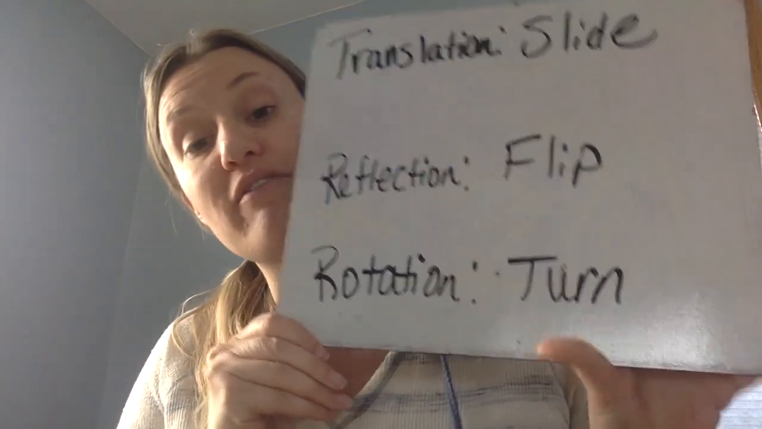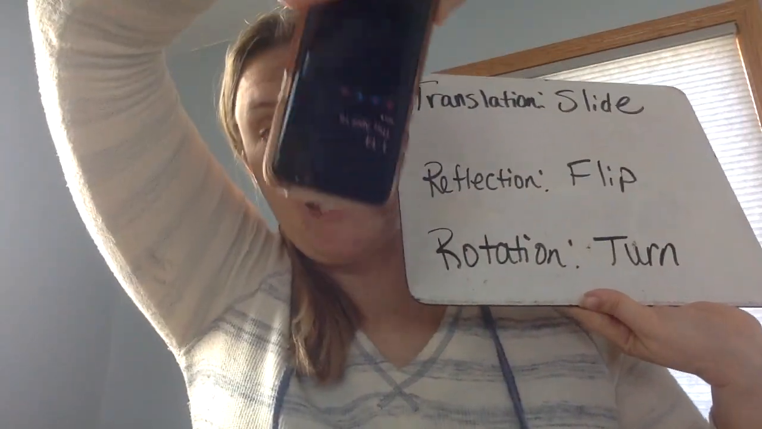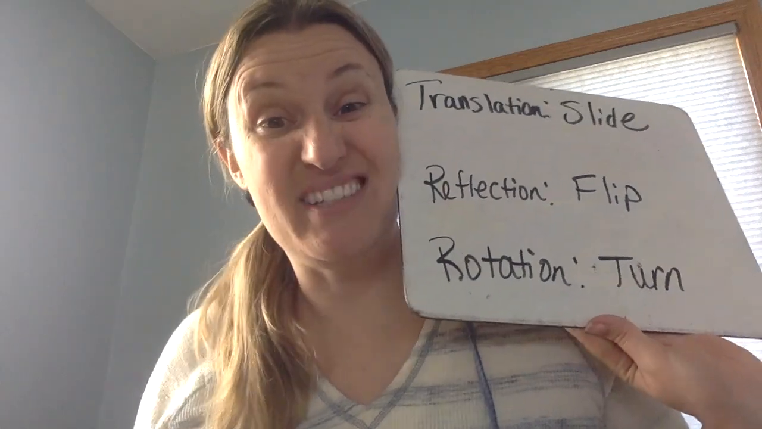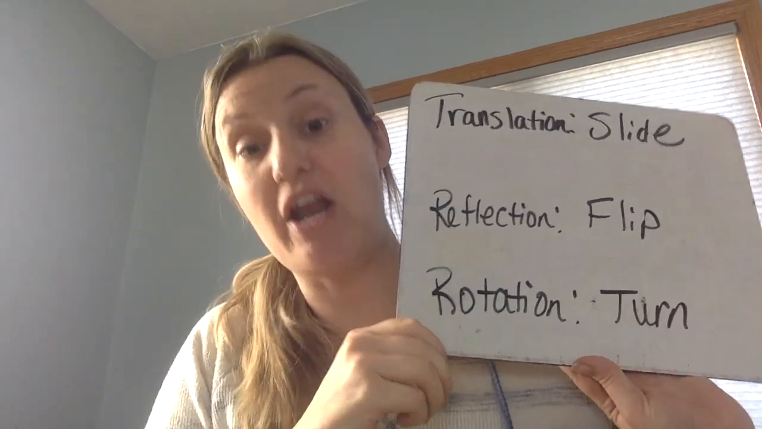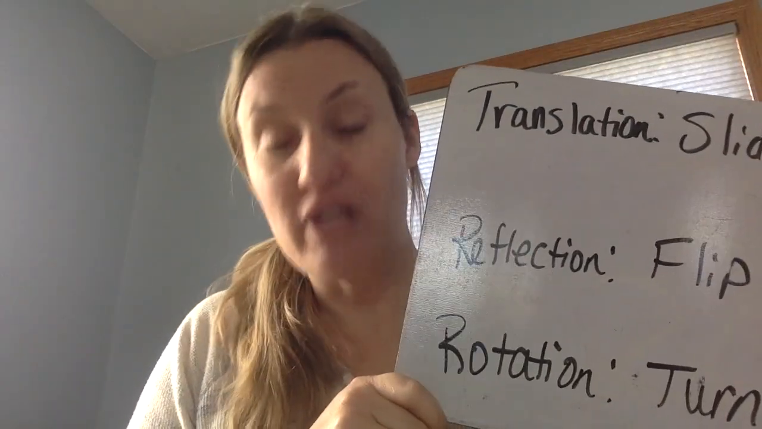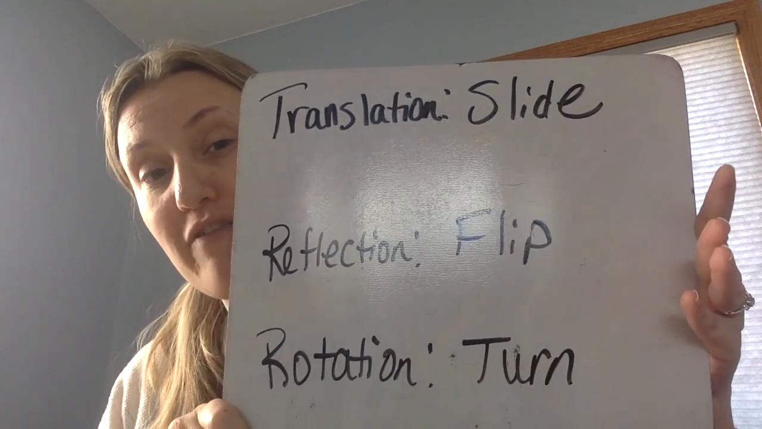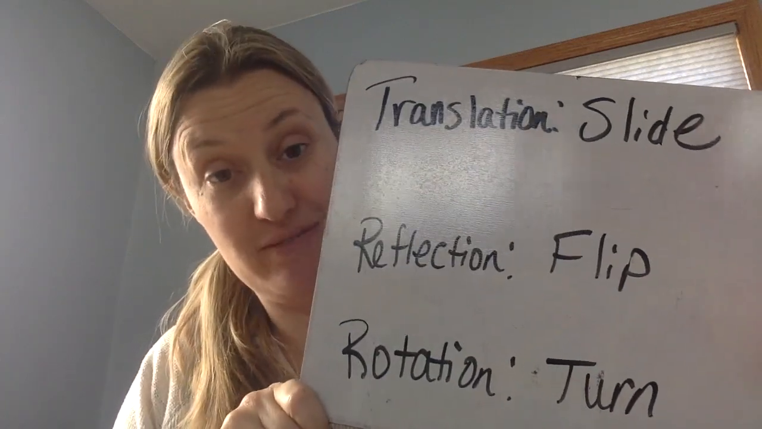And then finally, you have a rotation, which is just a turn. So here's my phone, rotated. I've just turned it upside down. It's still congruent. It's still the same size and shape. I've just changed its position. So all of these are going to be a change in position so that everything does remain congruent. But those are your very basic definitions of translation, reflection, and rotation.